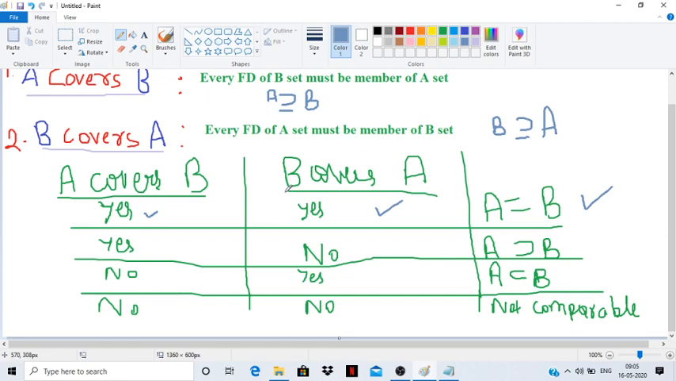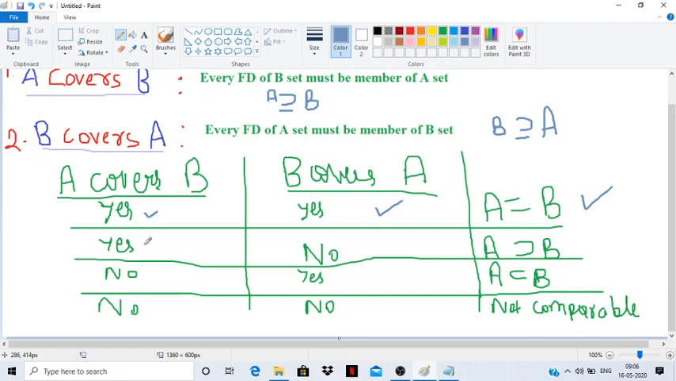In set terms, when do you say A and B sets are equal? If both contain the same number of items and the same elements, then A is equal to B. The same applies here: if A covers B and B covers A are both true, then A is equal to B.